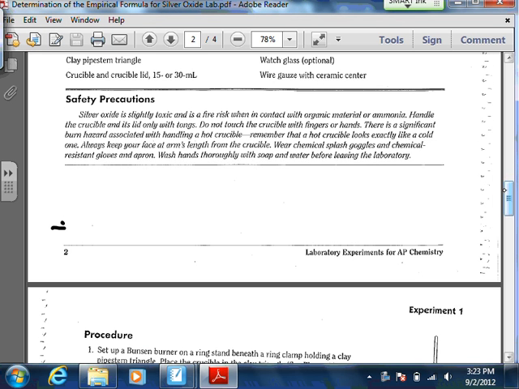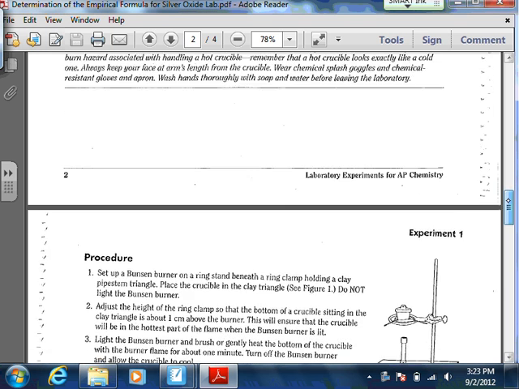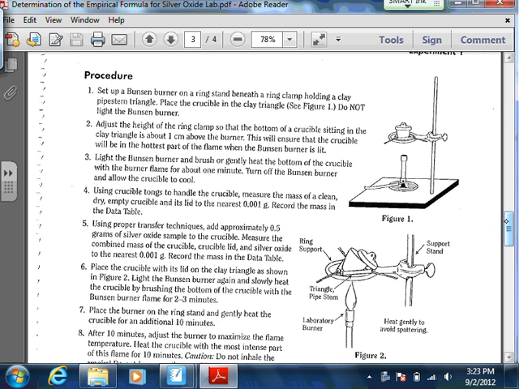Okay. Just about the lab itself. Essentially what we're doing here is kind of the opposite of what we just did in the pre-lab. We're starting with a silver oxide compound, which is black when it starts out. It's like a black powder.